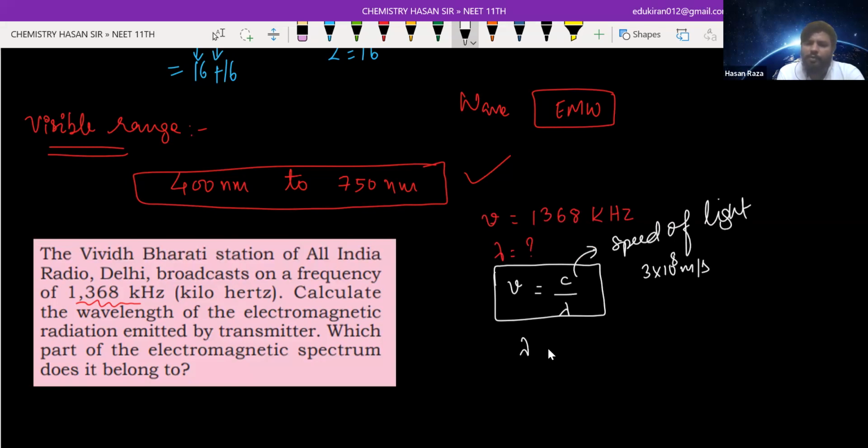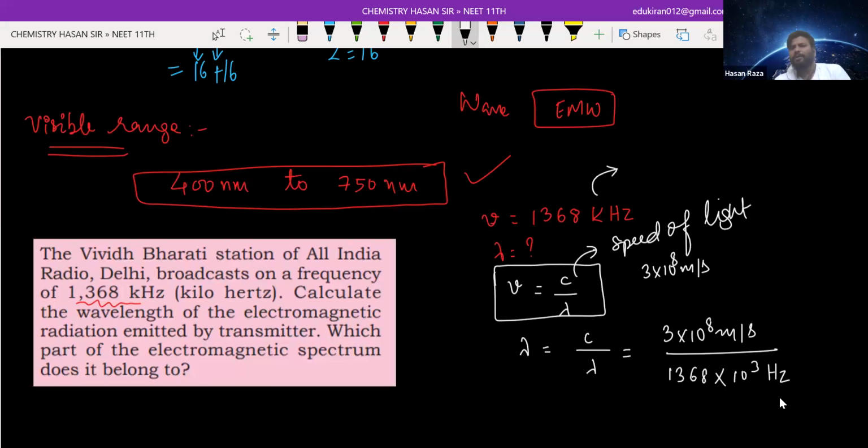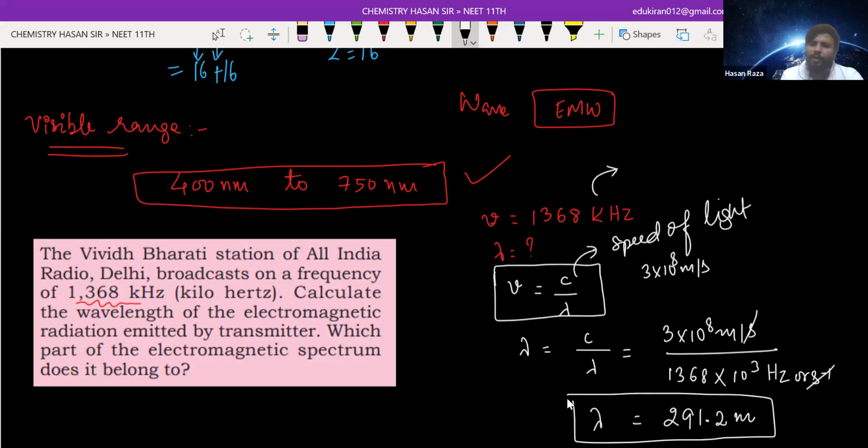You need to calculate lambda, so I can modify this formula in this form. Now c is 3 into 10 raised to the power 8 meter per second, and this is in kilohertz. So we are going to change this into hertz by multiplying by this. Hertz is basically per second as well, so this will be cancelled. Then you can calculate it. It will come out to be 291.2 meter. So the lambda is 291.2 meters.